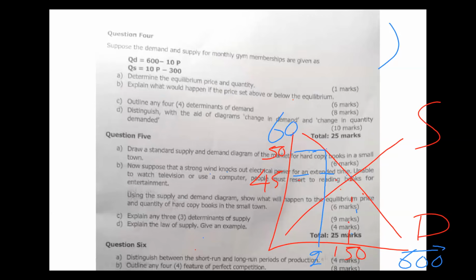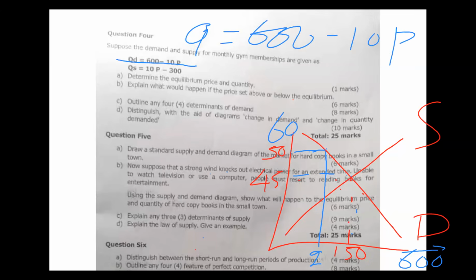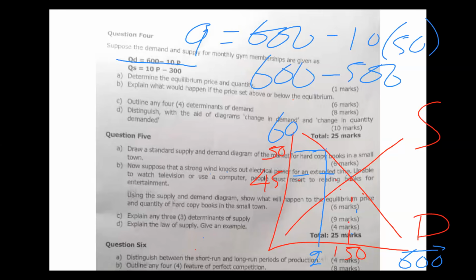If you are interested in knowing the magnitude of this Q, you have to substitute this 50 into the demand function, which says Q is 600 minus 10P. Where there is P, you put the price 50, and so you shall have 600 minus 500. Your Q equals 100. Is that fair? Yes, it is.